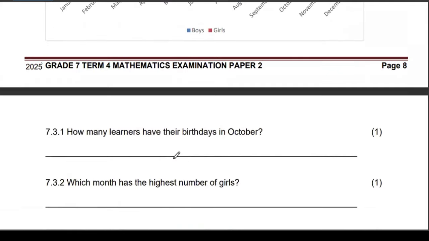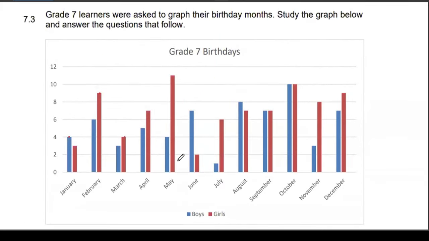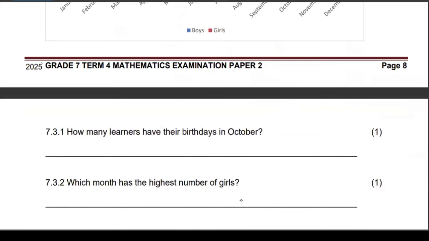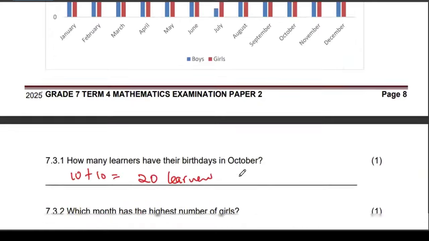The first question is, how many learners have their birthdays in October? When you look at October, it's a tie. We have 10 boys and then 10 girls. So 10 plus 10 gives us 20 learners. Which means this grade 7 is having a big class now.